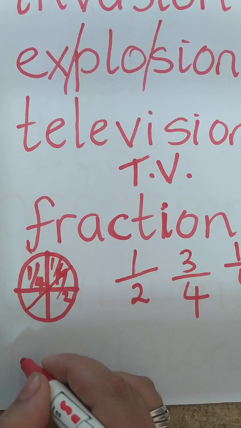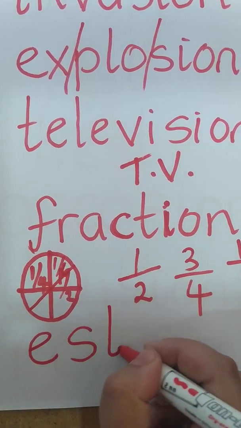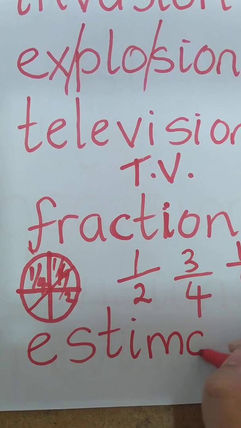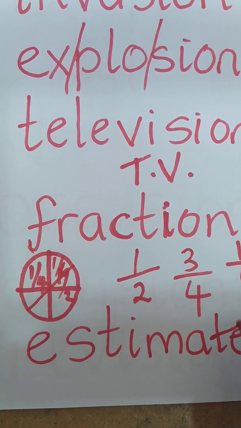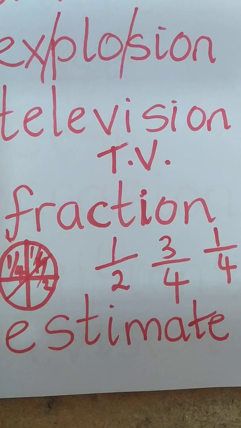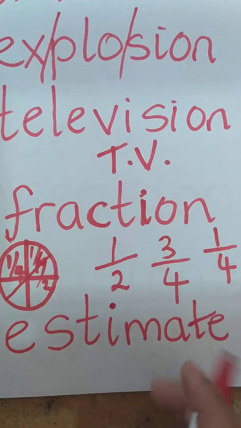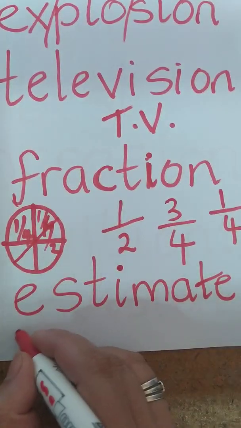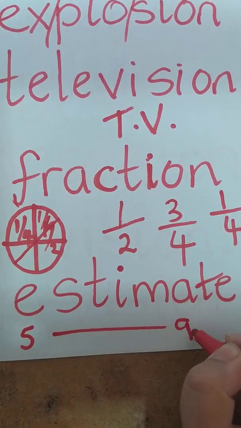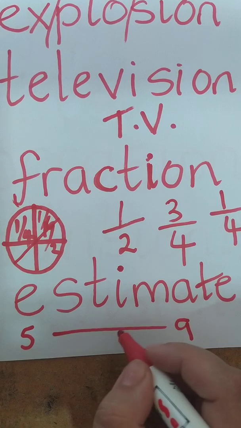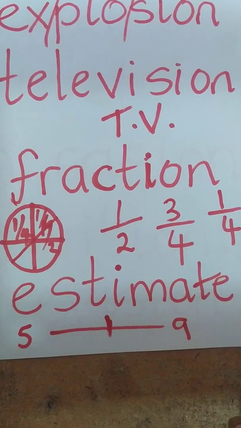And last word is estimate. Estimate. So that is when you estimate a number. For example, if I ask you, estimate what number would come between 5 and 9. Estimate any number between 5 and 9. So you can estimate which one is the halfway mark, or if I say estimate what is the halfway mark between 5 and 9. So what is in between that halfway mark? Estimate what that number is.